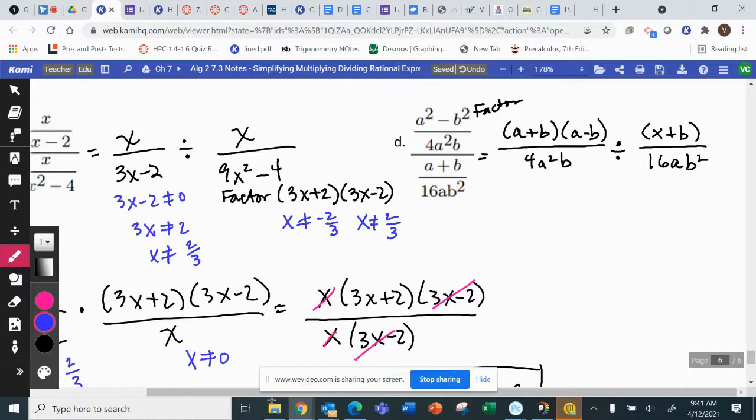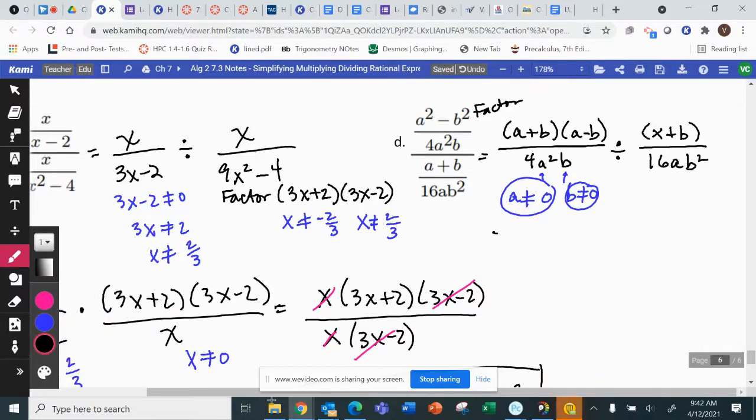So in this question, when we do our domain restrictions, because there's both an A and a B down here, we have to say that A does not equal 0 and B does not equal 0. And the same thing over here, but they're the exact same answer, so I don't need to write them twice.